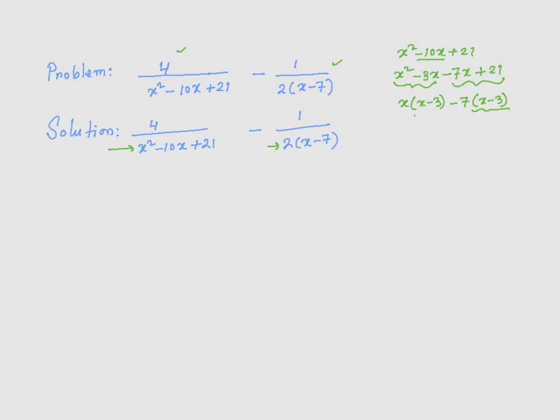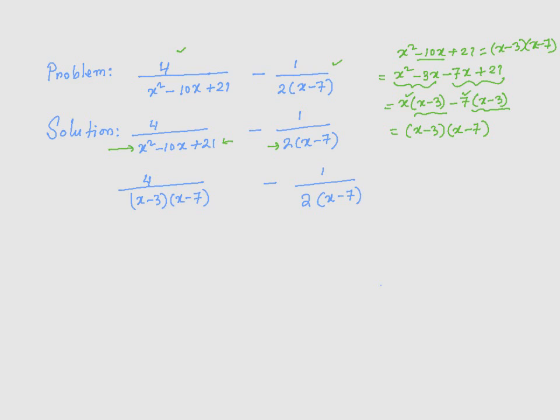Now note that x minus 3 is common, so I could factor it out further. If I factor out x minus 3 from the first term, I am left with x, and from the second one, I am left with negative 7. So this is equal to x minus 3 times x minus 7. So now I am going to rewrite this. It's going to be 4 over x minus 3 times x minus 7, minus 1 over 2 times x minus 7.